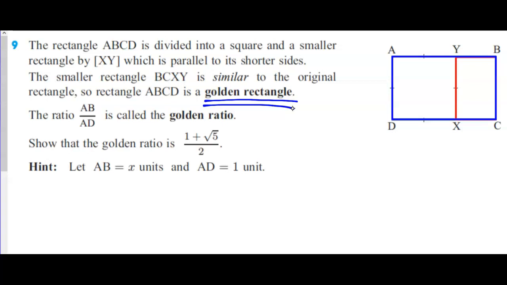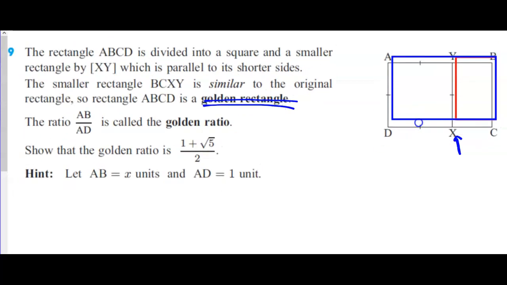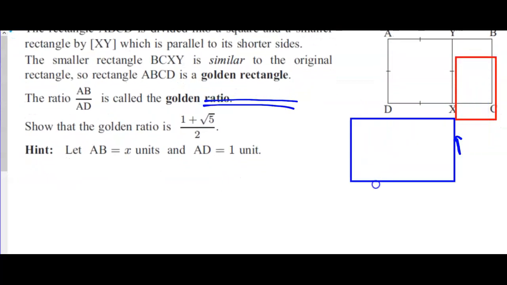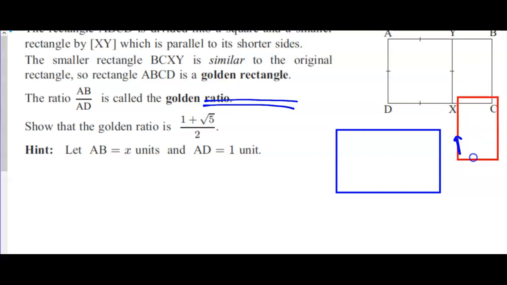All right. So you have a rectangle ABCD. We're going to decide where this line goes. So it works out perfect here. Parallel to short side. The smaller rectangle BCXY, this little rectangle, is similar to the original rectangle. So that can be a challenge to interpret. Let me see if I've done this right. So there's the big one and there's the small one. If we rotate this, that's what they mean by similar.